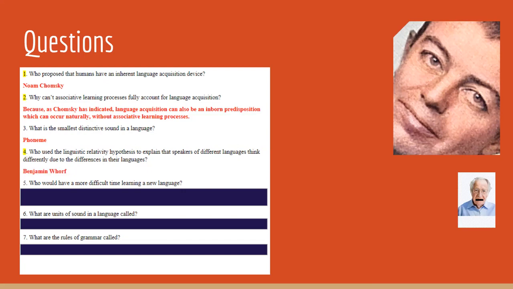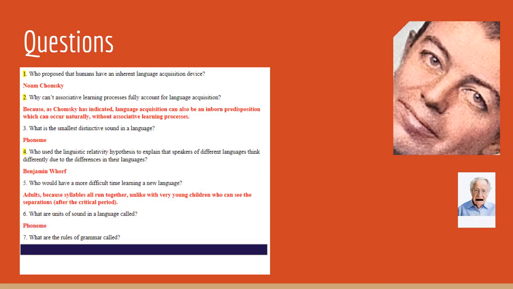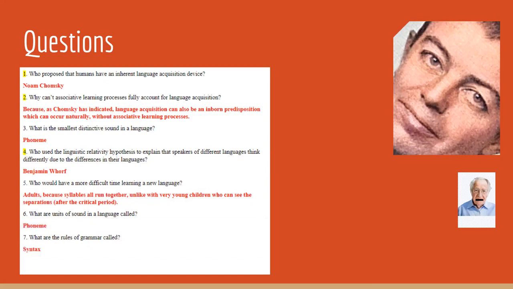Chomsky was like, same. Who would have a more difficult time learning a new language? Remember, adults, because all syllables run together to them, unlike with children who can see their separations after the critical period. What are sounds of language? Same thing as number 3, phoneme. What are the rules of grammar called? That's syntax. Done. So there you go.